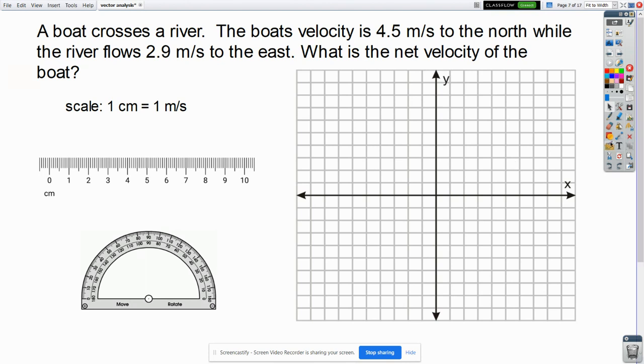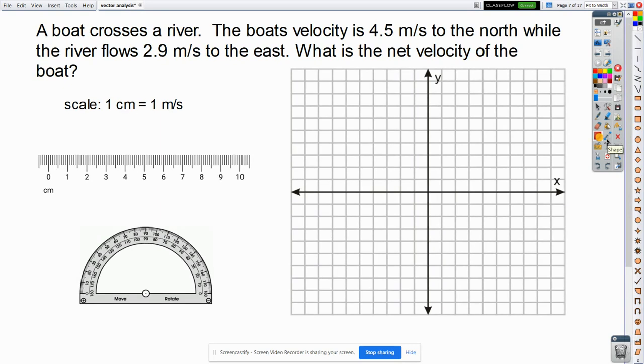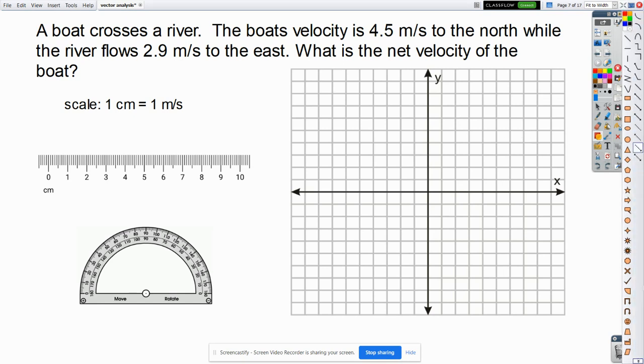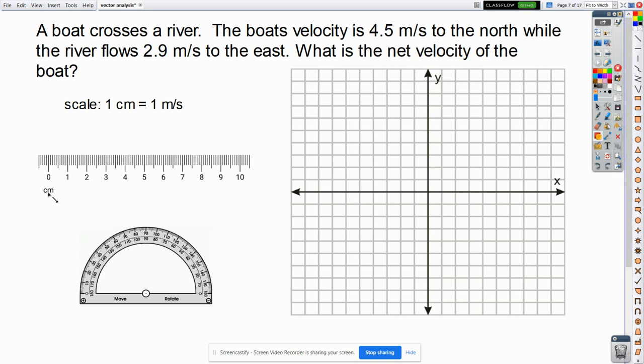So I'm going to start by drawing out the individual vectors and again connecting them tip to tail. It doesn't matter which one you start with. Oftentimes though, it's easier to start with the one that's going to end up on the x-axis, the horizontal one, which would be the 2.9 meters per second to the east. It's going to go down here somewhere. So that's probably the better one to start with. According to my scale, I need to make a 2.9 centimeter long arrow. Now, in an app like this, it's really easy to do.